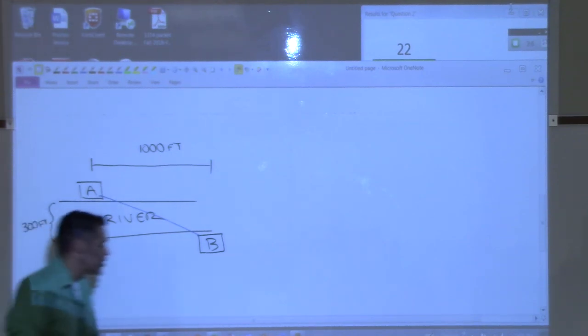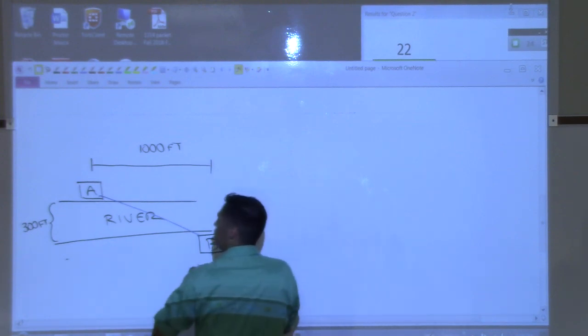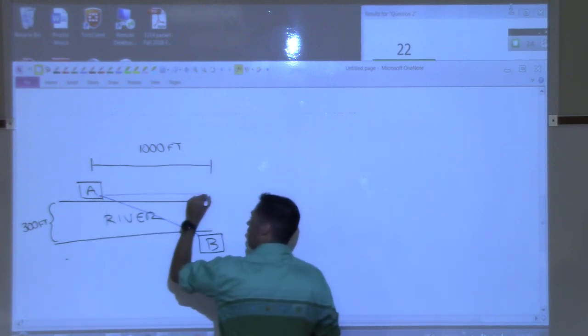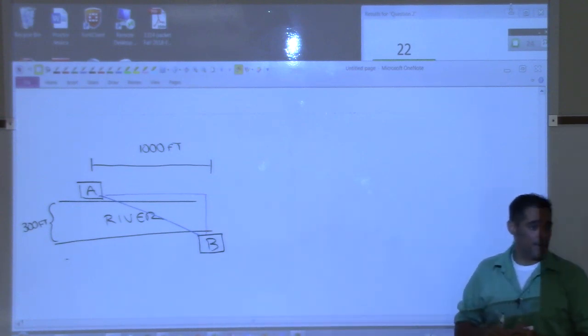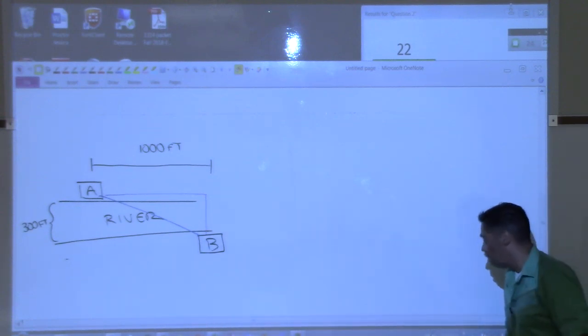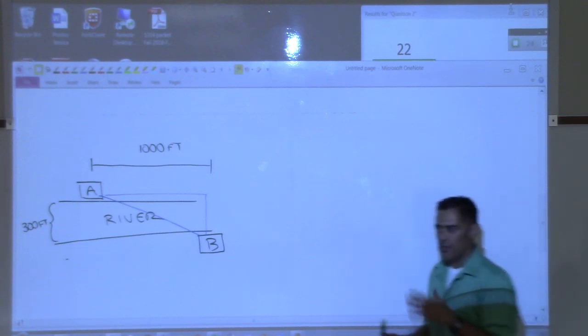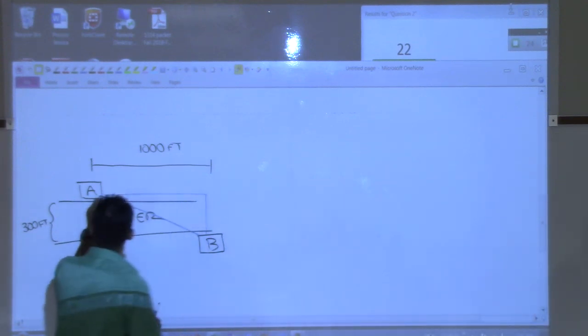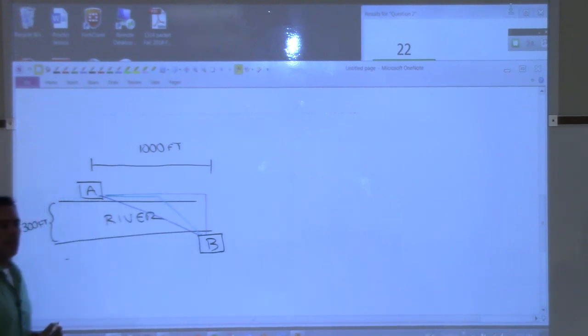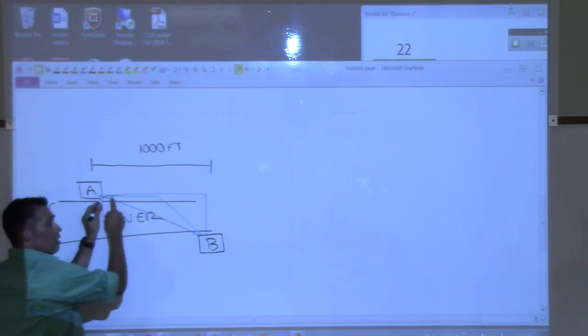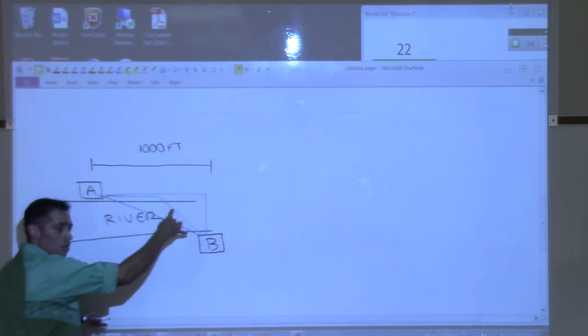Maybe it's more efficient for us to go down, and then straight across like that. Maybe that's cheaper. Or maybe it's some combination of the two. Maybe I should go here and then across. That's all going to be dictated by how much it costs you to go above ground versus below ground.